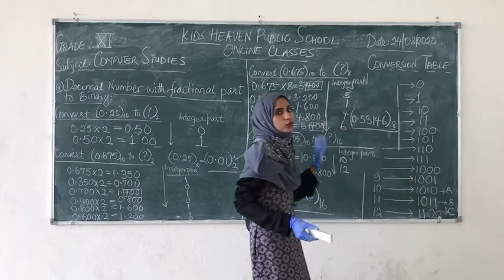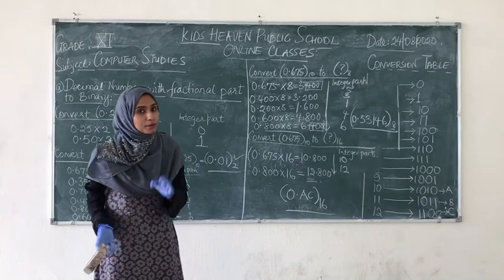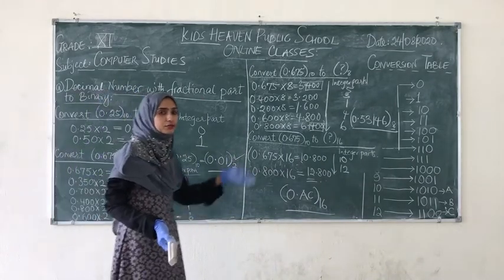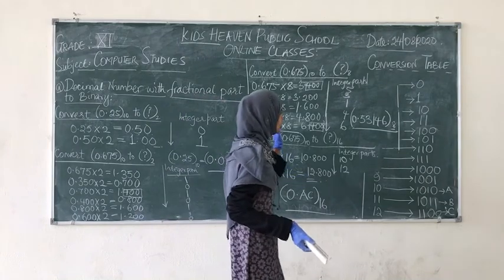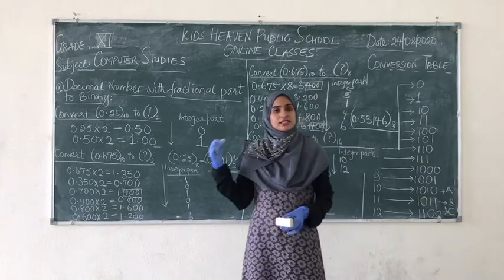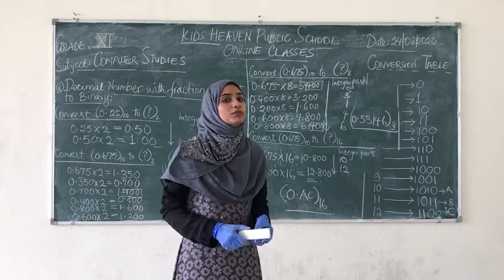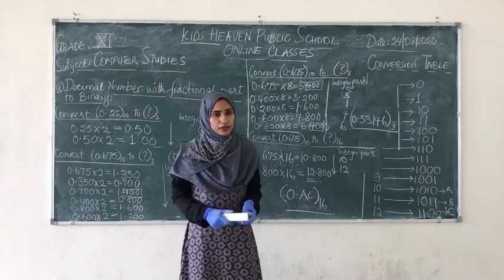So this was the conversion of the fractional part of a decimal number. We have converted to the binary number system, to the octal number system, and to the hexadecimal number system. I hope this is really clear. Still, if you do have any problem, try and always get back to us. Okay? Thank you.